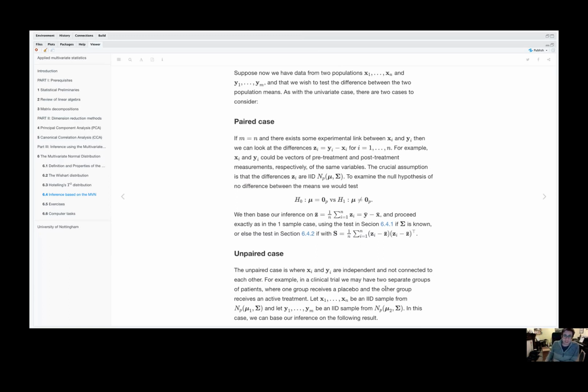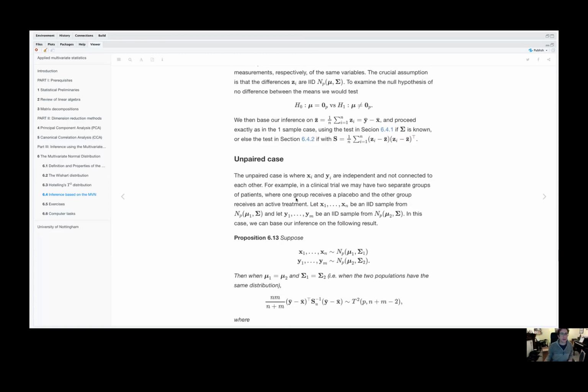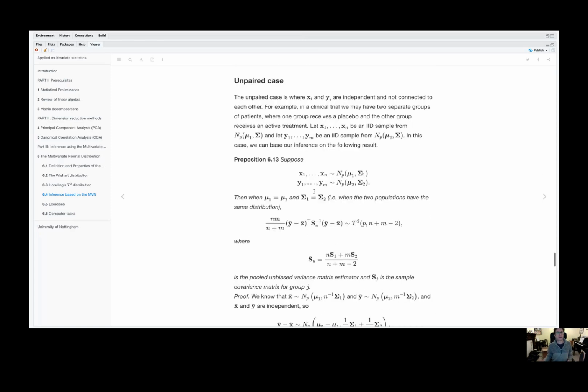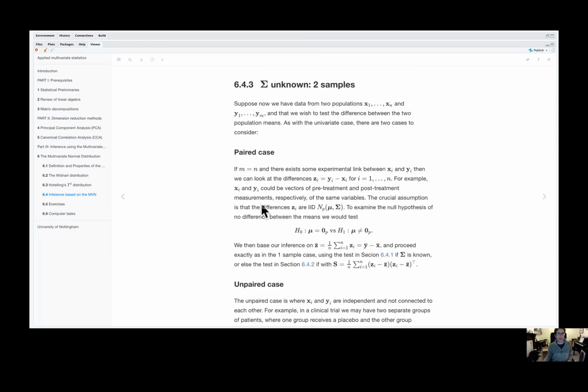So there's 2 situations described in the notes. There's the paired case, when the ith case, maybe it's a before and after. So x1 might be before a drug, y1 after a drug, and a patient 1, okay, and so on. And then there's the unpaired case, where xi and yi are independent and not connected to each other. So we're just going to talk about that case now. So I'll leave you to read the notes about the paired case.